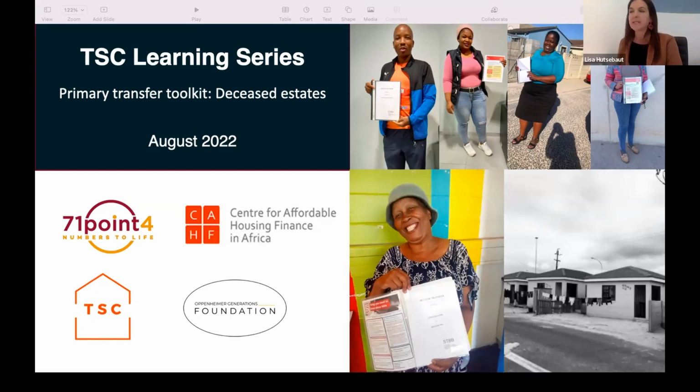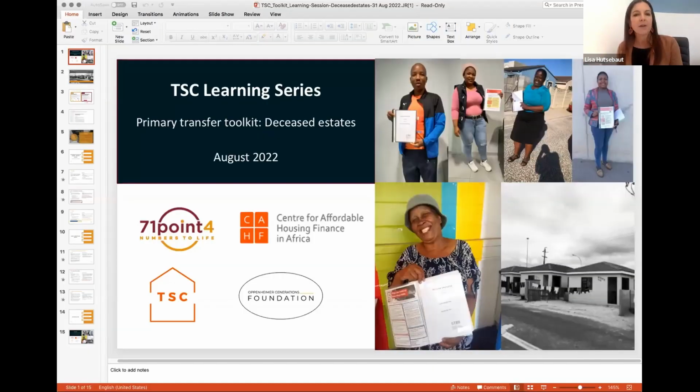So the Tenure Support Centre is a pilot that was set up about 4 years ago in Khayelitsha in Cape Town. It's a joint initiative between 71.4 and the Centre for Affordable Housing Finance in Africa. It was basically set up to do some research into the low-income property market. And arising out of that pilot, we very quickly got some insights into the primary transfer backlog, particularly the various types of primary transfer backlogs that needed to be addressed.